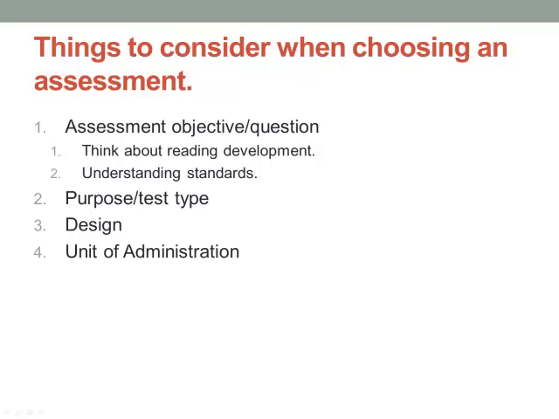Now, there are four things that I've summarized from what I know about assessment and what research tells us about assessment, four things to consider when choosing an assessment. The first thing is we need to have an assessment objective or a question, and obviously that's what we want to find out our student can do. We think about reading development, and we think about understanding state standards.